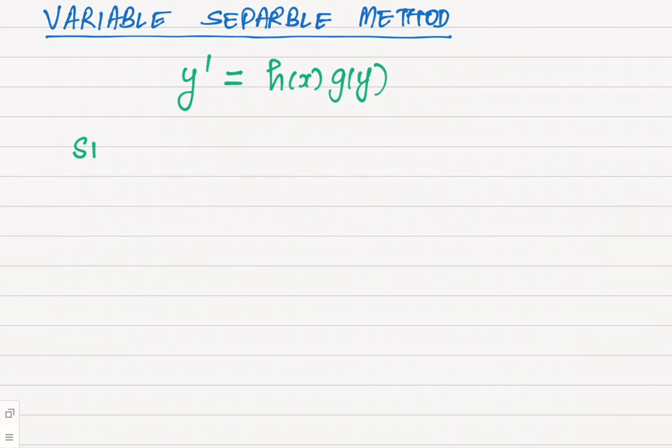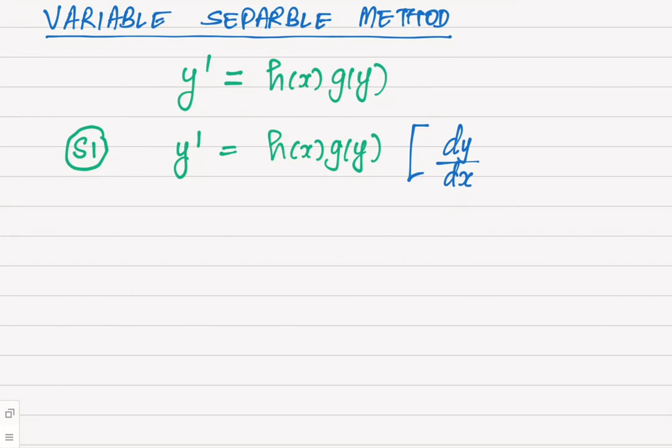The very first step, step one, is to write down the differential equation in this form, which is y prime equals h of x times g of y. If the differential equation is not already in that form, you need to convert it. In other words, it can also be written in the form dy over dx equals h of x times g of y. I think this would be most useful in solving it.